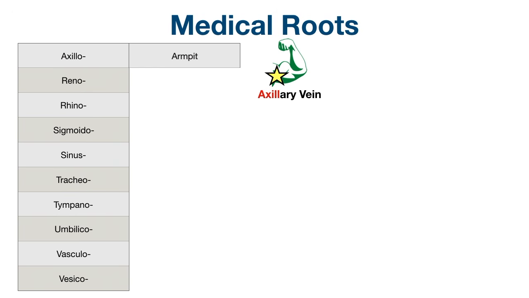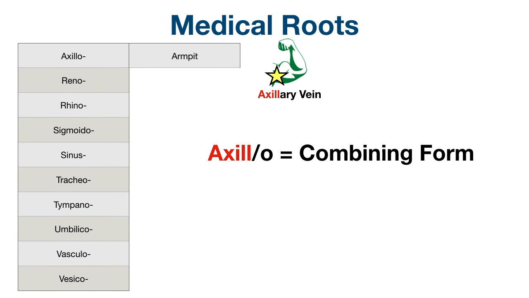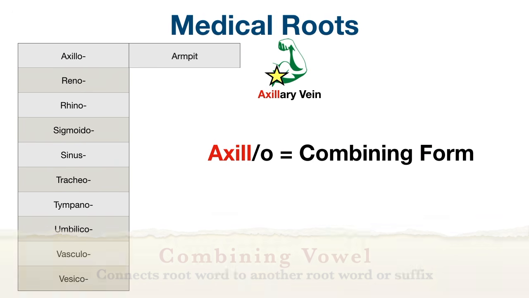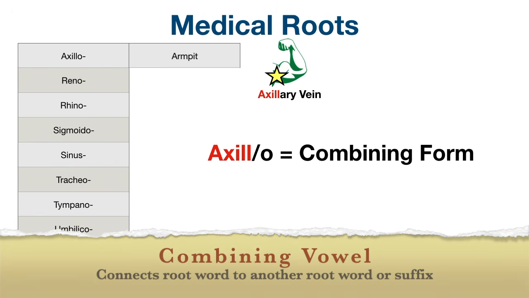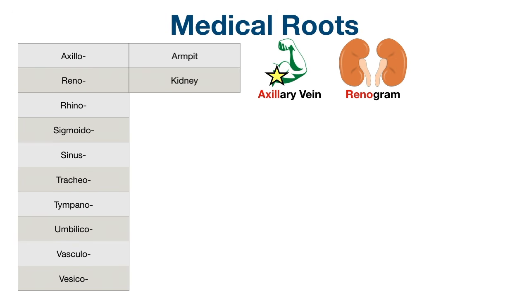As we go through the roots, you're going to see that most of them are shown in the table as ending in the letter O. This is the combining form, and it's to help simplify the pronunciation. Just know that there might be a different vowel other than O that follows the root. The vowel that follows the root is known as the combining vowel, and it connects the root to another root word or a suffix. Next, we have reno, which means kidney.